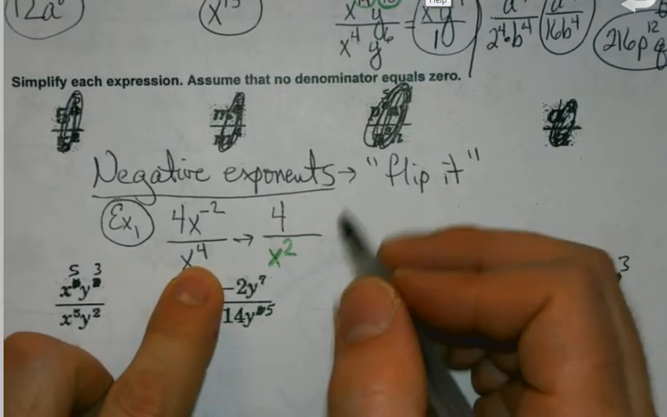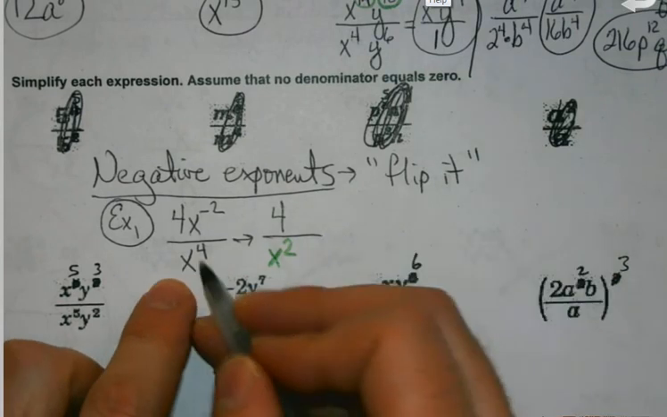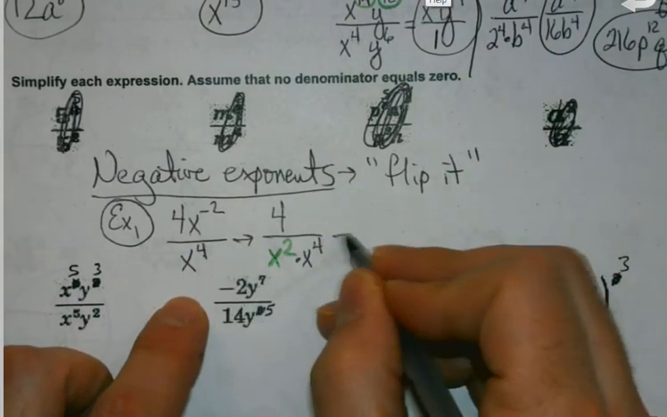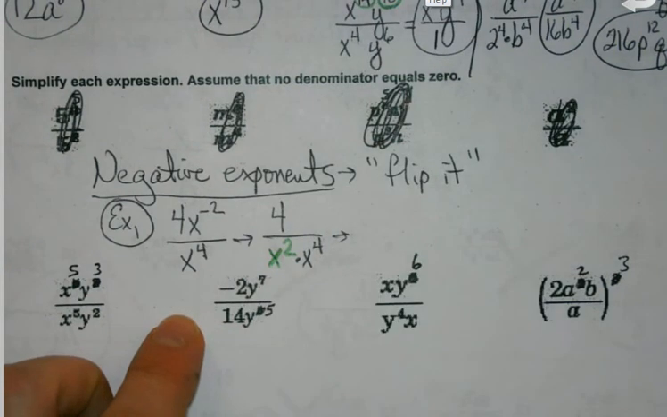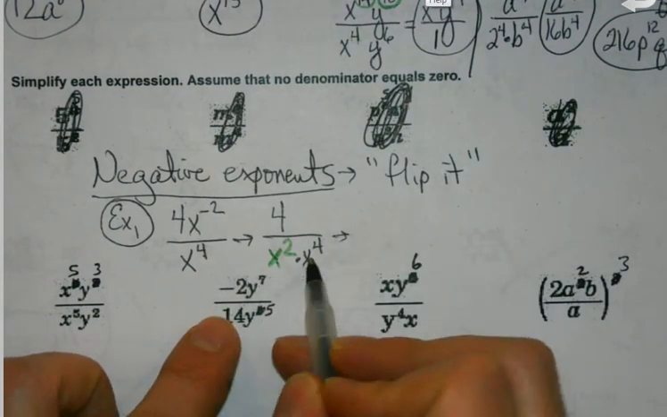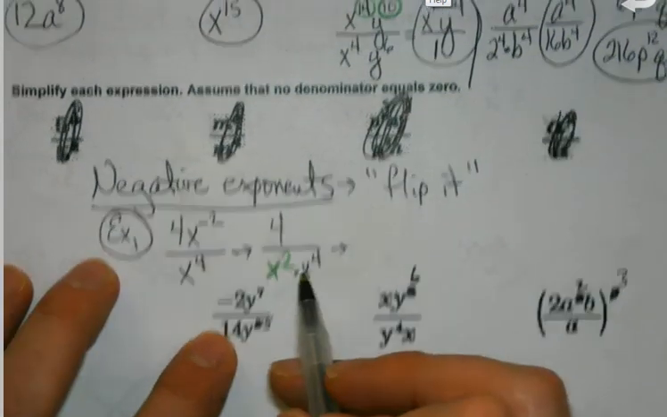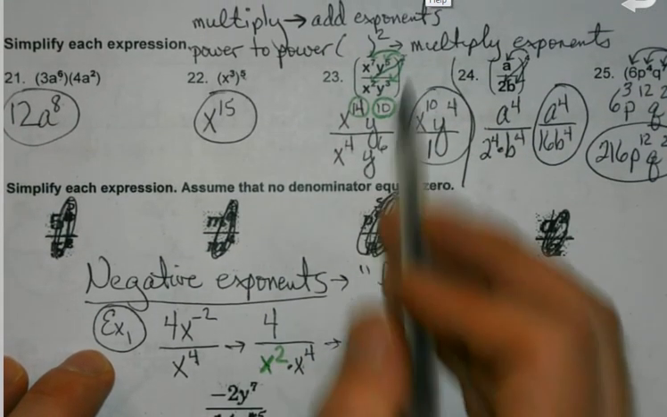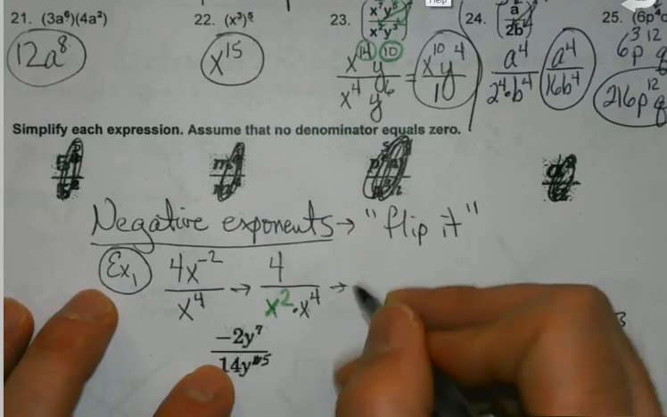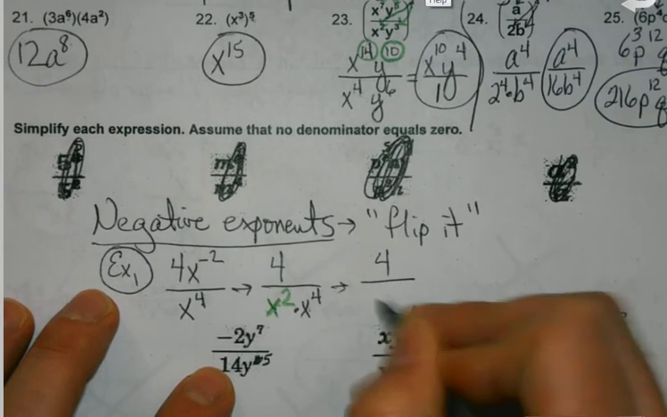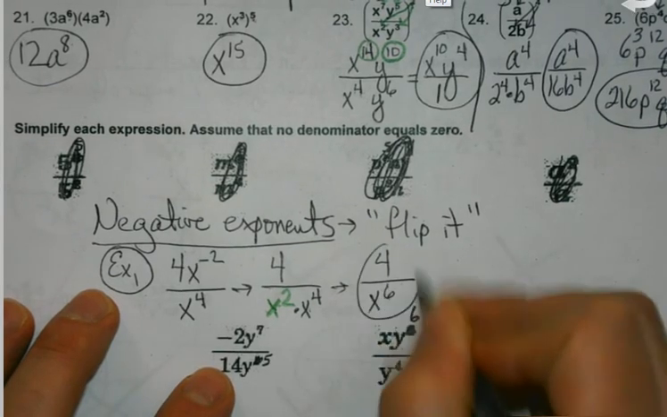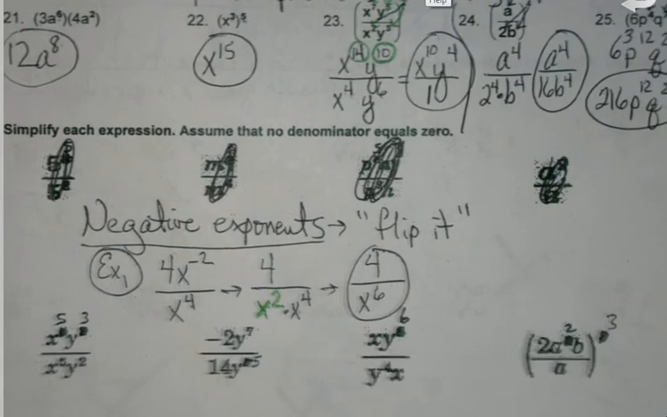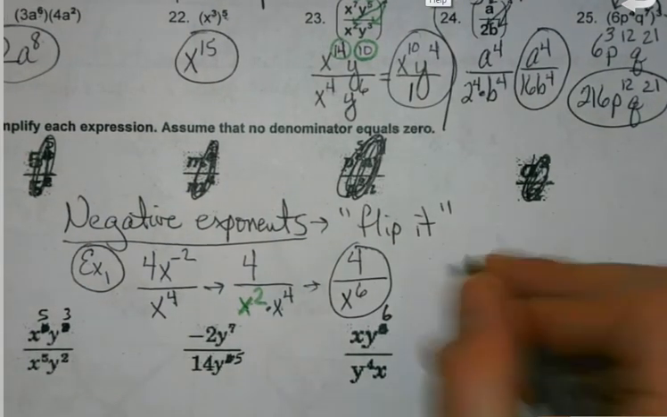You're like, well, do I flip x to the fourth? No, it isn't negative. You're like, dang, that kind of looks different. Yes, it does. Because now these two are being multiplied, so I'm going to add the exponents. So 2 plus 4 is 6, and that one's done. Okay, it's kind of weird.